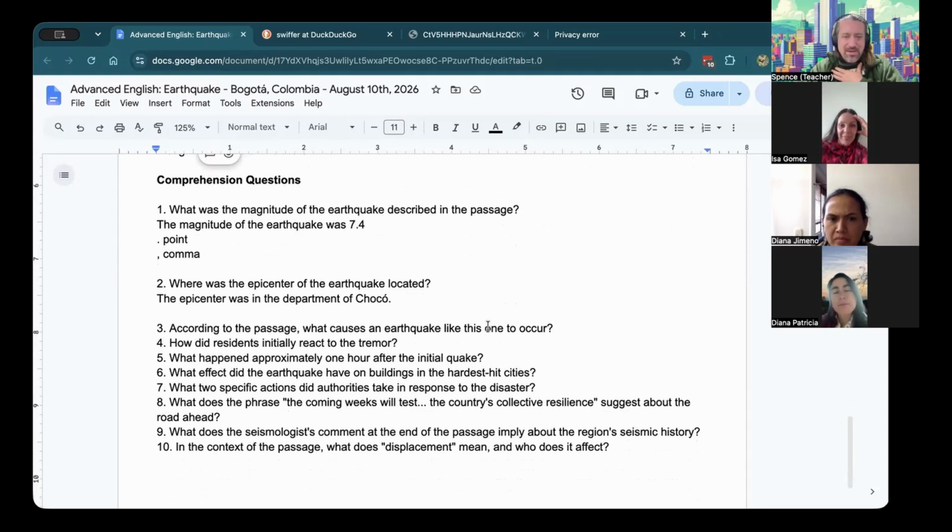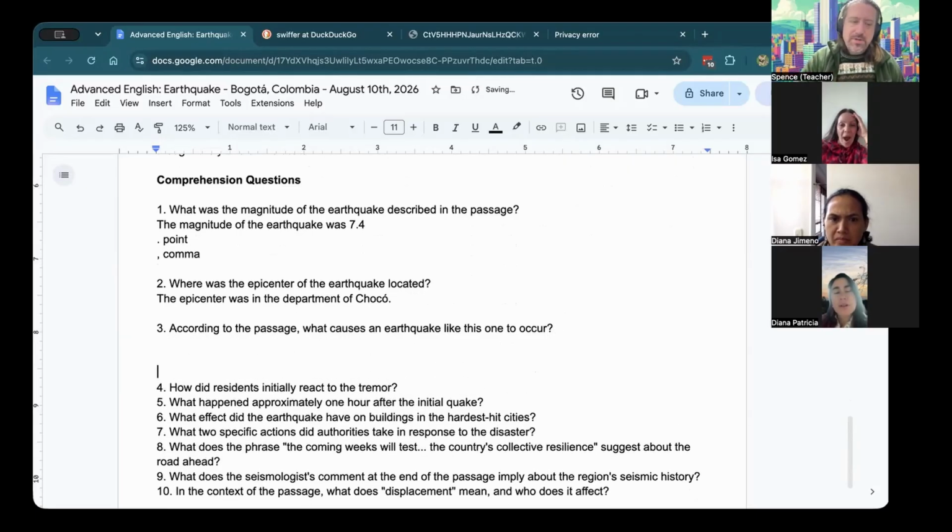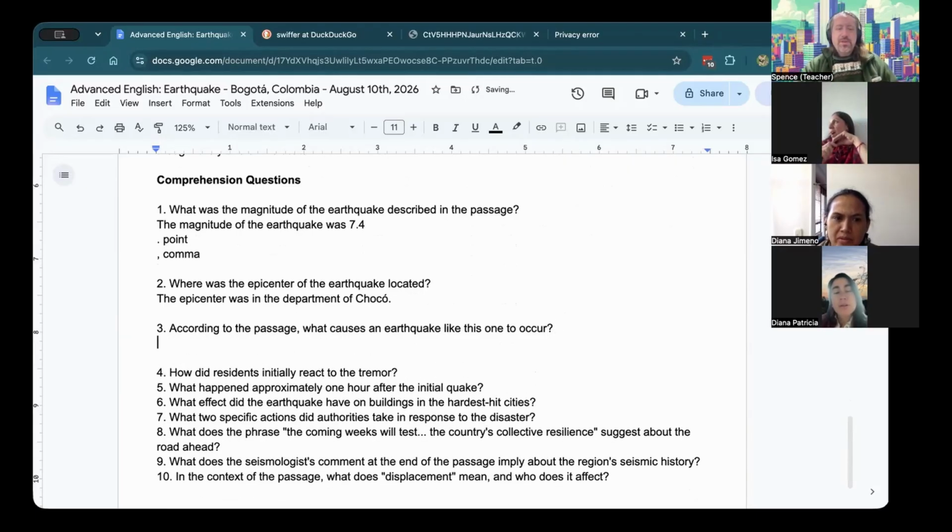Okay, and then let's do Diana Jimeno. Last question. The hardest one. Yes, for sure. According to the passage, what causes an earthquake like this one to occur? The movement of the tectonic plates. Tectonic plates. Okay.